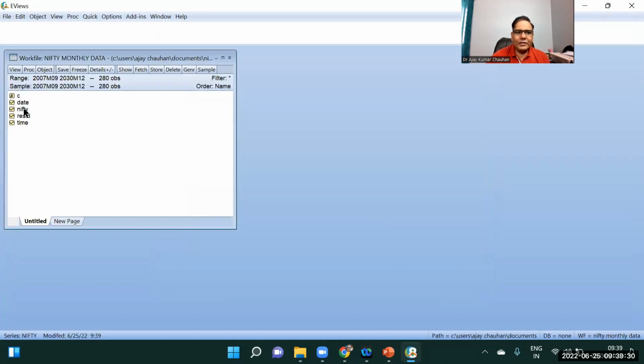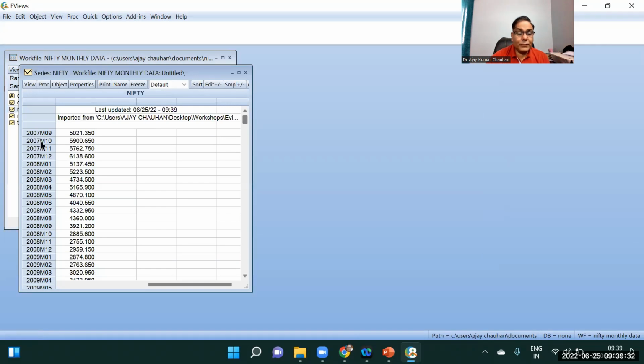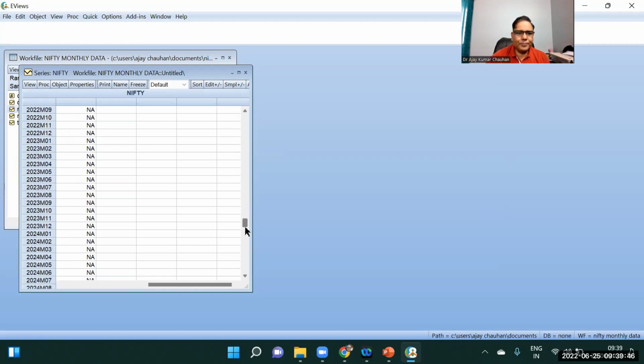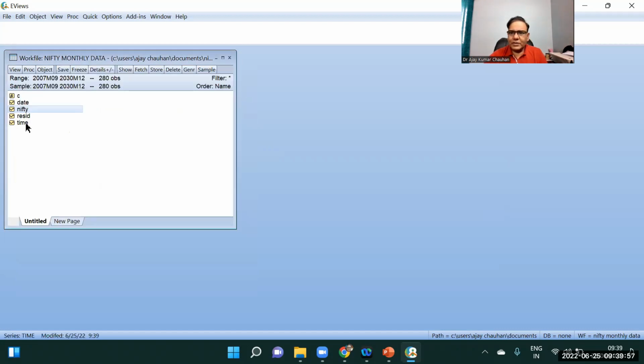And Nifty is the series. Software automatically considers this as monthly data. You can see that 2007 month 9, 2010 month 10. So we are having the data from September 2007 and we are having the data up to June 2022. And the rest of the series is for forecasting. So first we are going to do the trend forecasting.